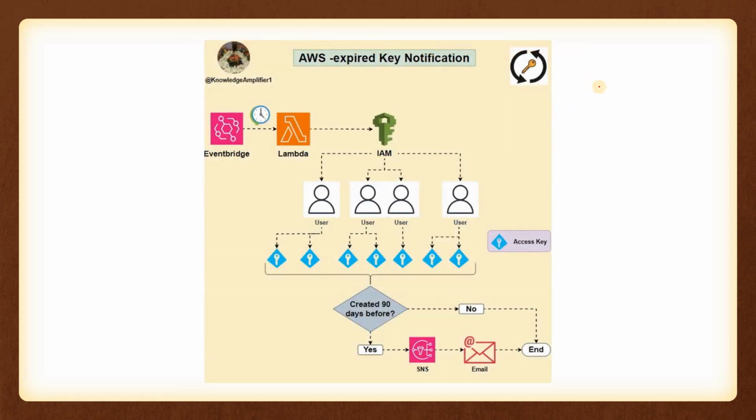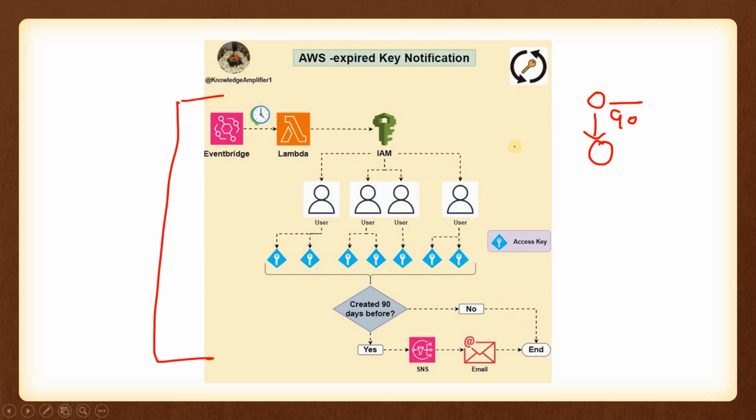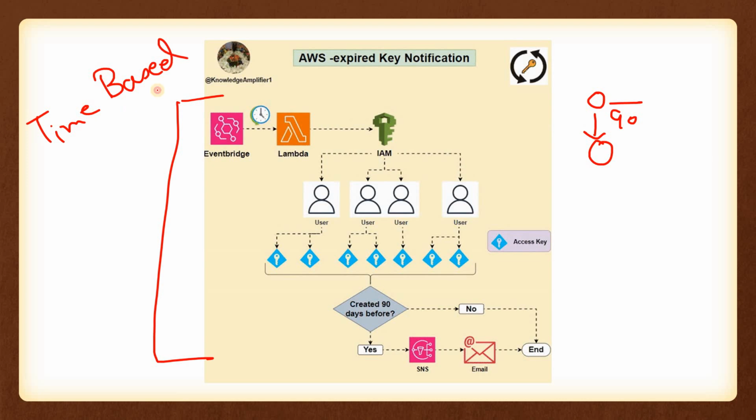In many organizations there is a general pattern we follow: whenever some access key and secret key get created, within 90 days after the creation date the key has to be rotated to maintain security. The compliance team sends an automated email to the key user asking them to rotate this particular key, right? I have already covered how to do that automation using this particular architecture, but this is a time based architecture. Let me write here, it is time based.